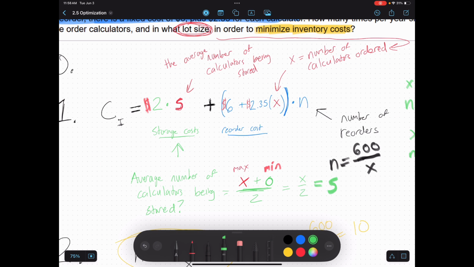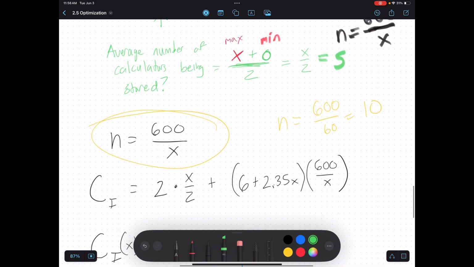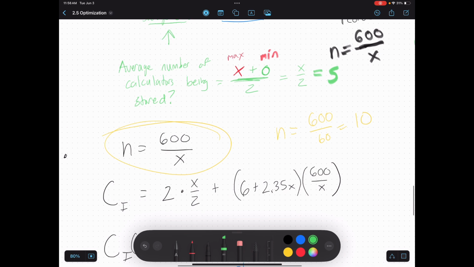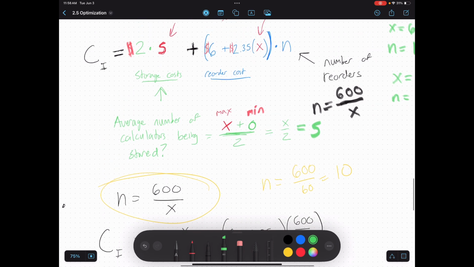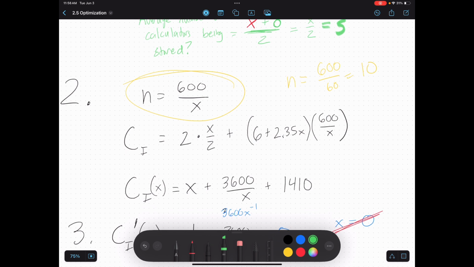So I was able to take this additional info in order to organize it into equations that I can then plug into my inventory cost equation to get this. 2 times what is S? S is just x over 2, plus 6 plus 2.35x times n. What is n? N is just 600 over x. And now that equation is completely in terms of x, and I can simplify it. So simplifying it, I get x plus 3,600 over x plus 1410. 1410 is $2.35 times 600, and the x's cancel out because one is in the numerator and the other is in the denominator.